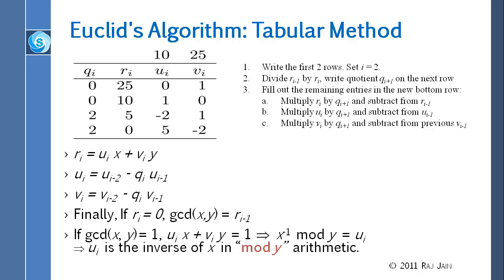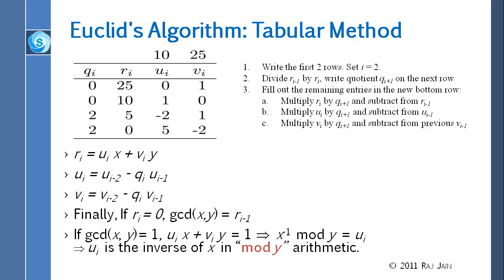Right? However, if this last number was not 0, suppose it was 1 by some chance, and we will see an example where it is 1, then you can write down that ui x plus vi y is equal to 1. And by the way, that means that the GCD is 1, which means that they are relatively prime. Relatively prime means the greatest common divisor is 1, means there is no number that divides both of them. So that is one thing, but also you know that this is equal to 1.